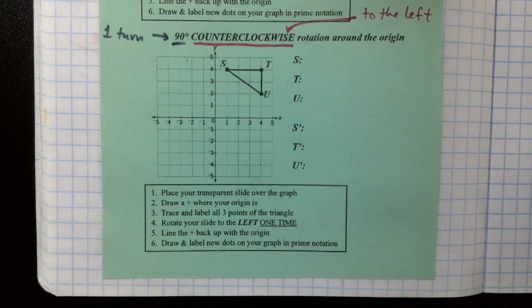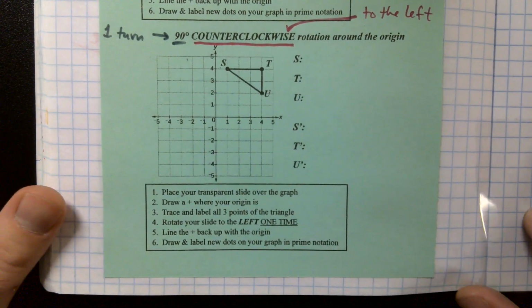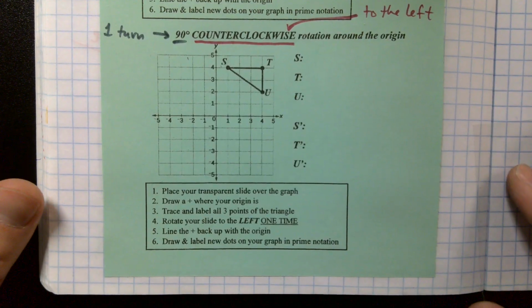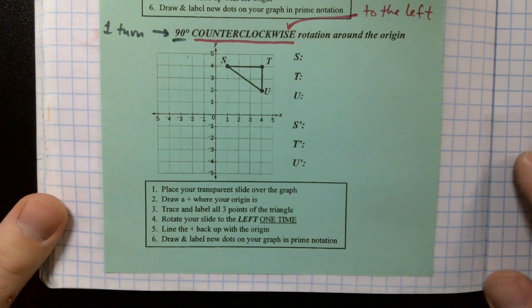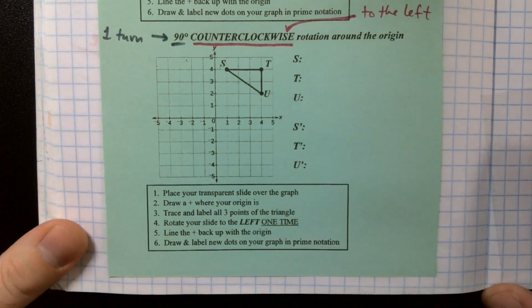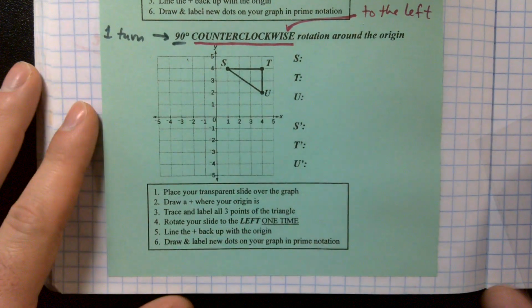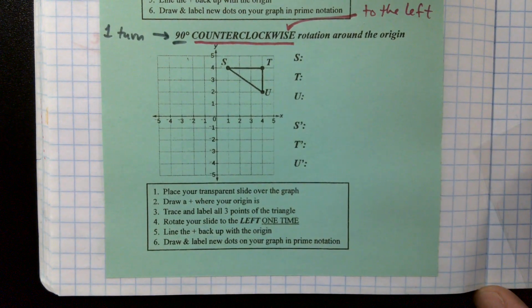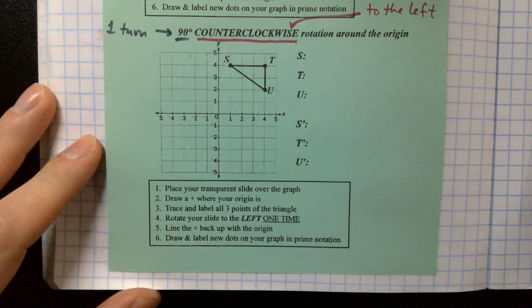So counter means to do the opposite. There's a game called Counter-Strike, and what that name means is that you're striking back. Someone strikes you, you counter-strike. You strike back. Counterclockwise means I'm doing the opposite of clockwise. And if clockwise is to the right, counterclockwise is to the left. Right?